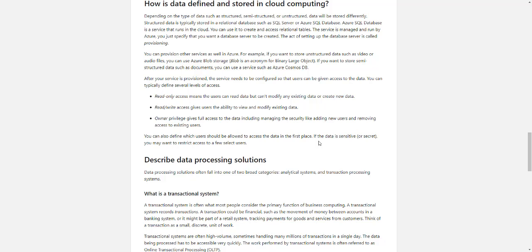Owner privilege gives full access to the data, including managing the security, like adding new users and removing access to existing users. You can also define which users should be allowed to access the data in the first place. If your data is sensitive or secret, you may want to restrict access to a few selected users.